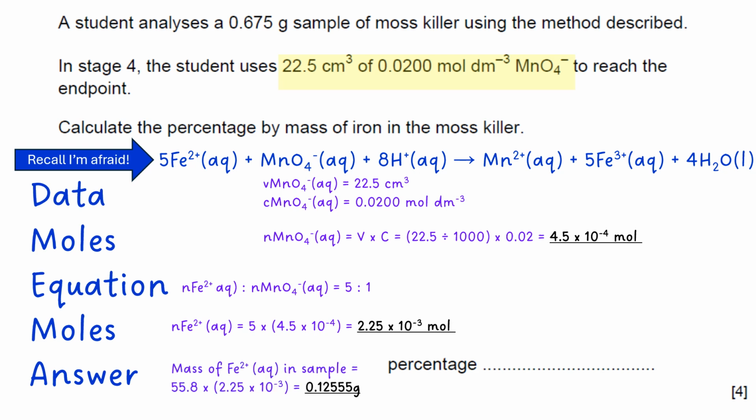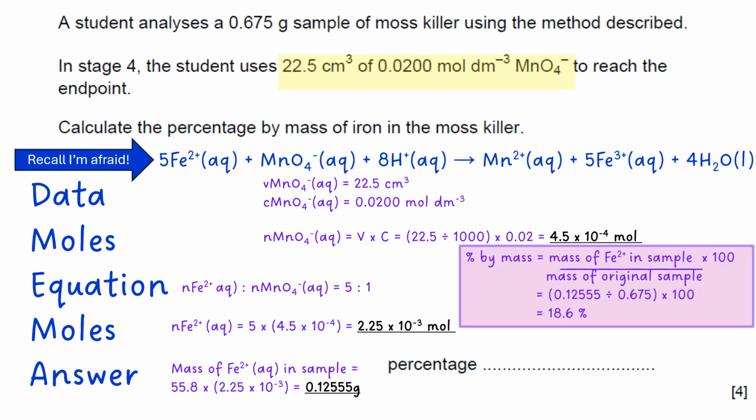So you multiply that by the relative atomic mass of iron to work out the mass of iron in that sample, which is 0.12555. And finally, you can work out the percentage by mass by dividing that number by 0.675, which is the original sample, and multiplying by 100, which gives you 18.6%.